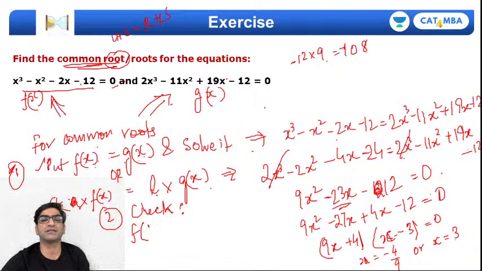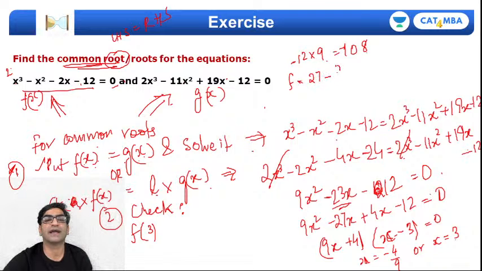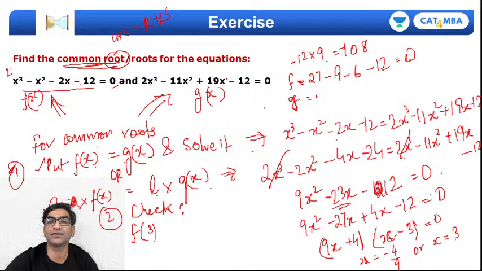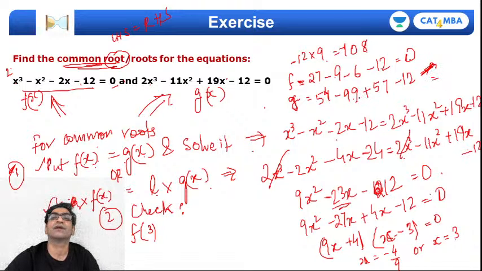तो f क्या आएगा? f of, एक बार चेक करो, f of 3 डाल के देखो, this will be 27, right? f will be 3 cube, that's 27 minus 9 minus 6 minus 12, ये 0 बन रहा है. 9 plus 6 15 plus 12 27, ये बिल्कुल 0 बन गया, right? How about the other one, g would be 2 into 27, that's 54 minus 11 into 9 99, 19 into 3 is 57 and minus 12, right? 99 plus 12, 99 plus 12 कितना है ये? 111, और इन दोनों का सम भी 111 है, ये दो 0 अंदर, right?